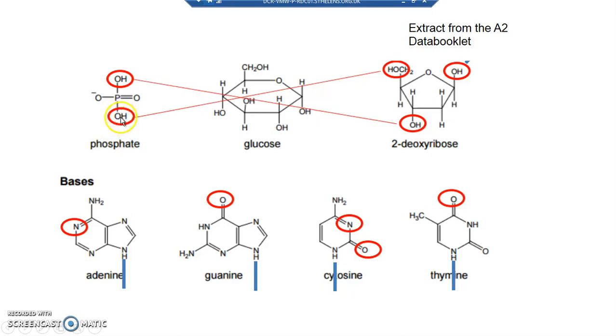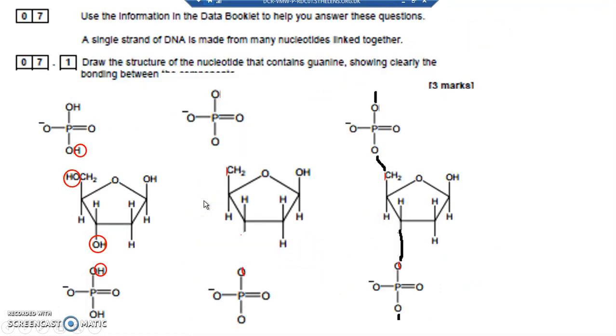So this phosphate here, with the top OH, links onto the bottom OH of a 2-deoxyribose, and the bottom OH of another phosphate links into the top OH of one of these here. I'll explain what this one does and what these bases are all about in a minute. So let's have a look at the question.